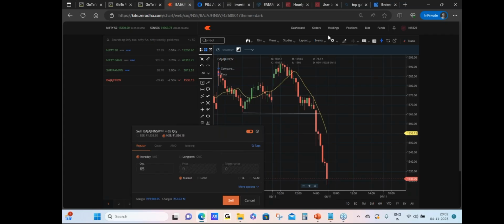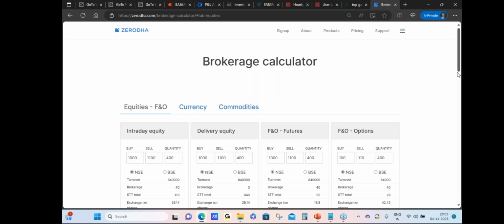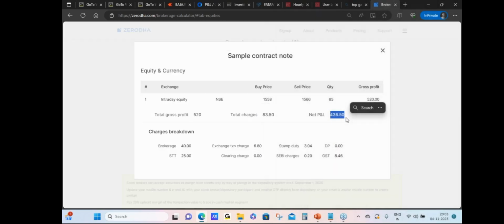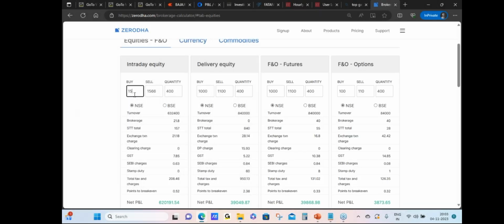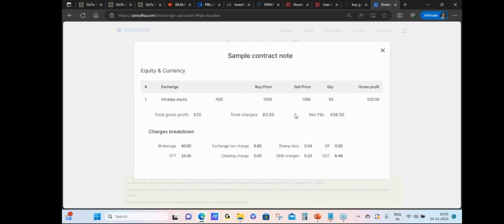I can trade 65 stocks with 20,000. Let's calculate how much money I'll make by capturing 0.5%. We sold at 1566 and the target is 1558, with a quantity of 65. So don't you think I got 2% on my capital? See, 1% of 20,000 is 200 rupees. So 400 rupees is nothing but 2% on the capital.